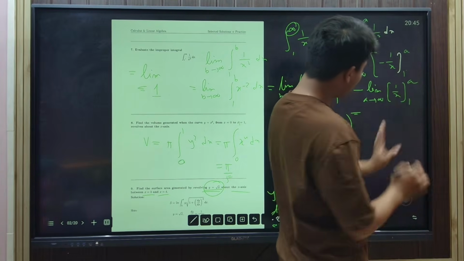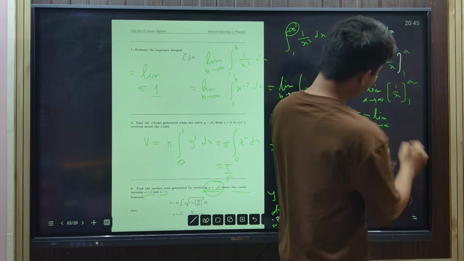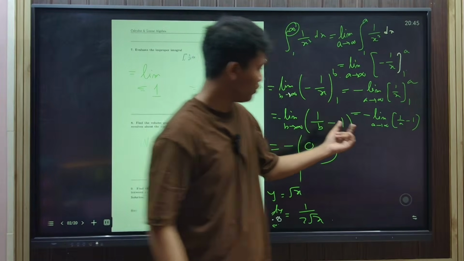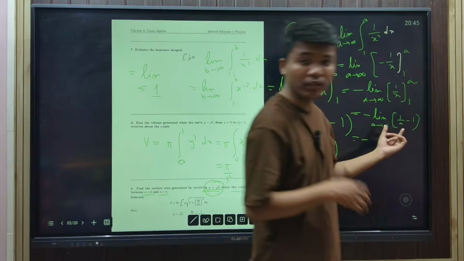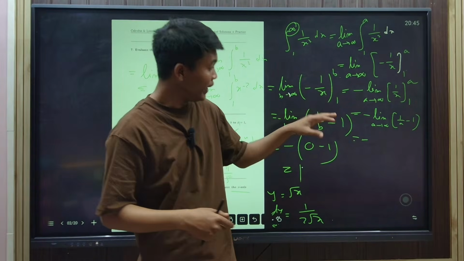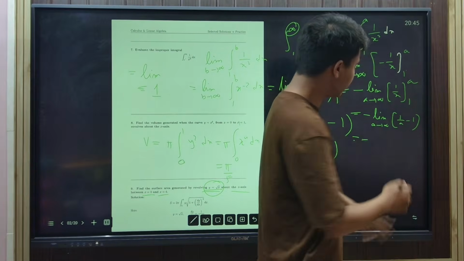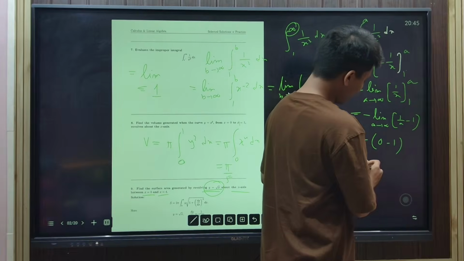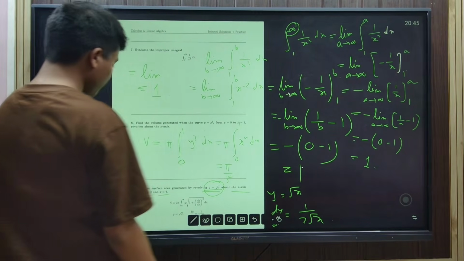Upper limit minus lower limit, with limit a tends to infinity as it is. So minus 1/a minus of minus 1 will be there. When a tends to infinity, a becomes very large, so 1/a becomes very small, ultimately 1/a goes toward 0. So this is 0 minus of minus 1, which is plus 1. This is the answer of this integral.